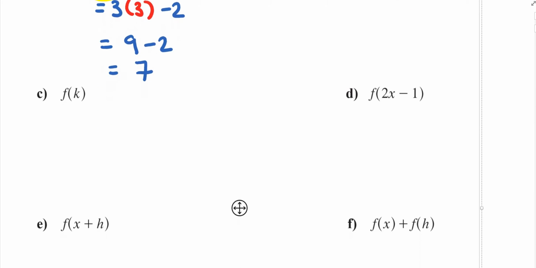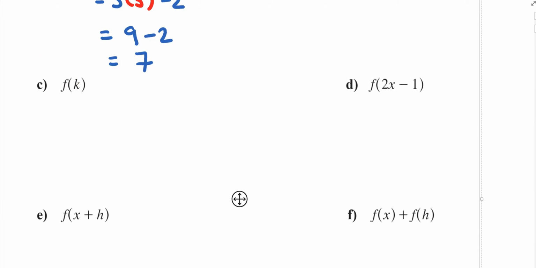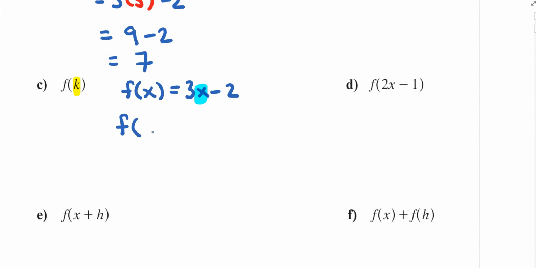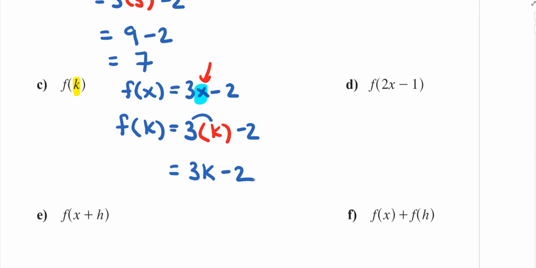Okay, and let me just move on to question 2c first. Now for question 2c, I'm given that the x value is now replaced with the letter k. So I need to evaluate f of k, right? This x value here will now be replaced with k, and then I have my minus 2. Well, 3 times k is just going to be 3k and then minus 2. So that's your final answer for question 2c.